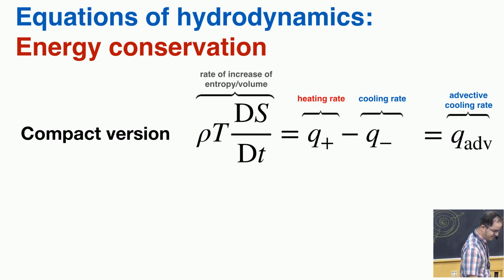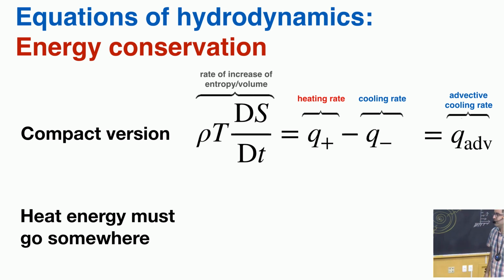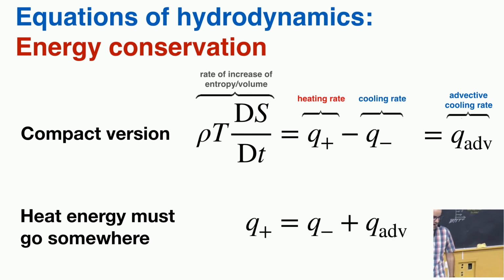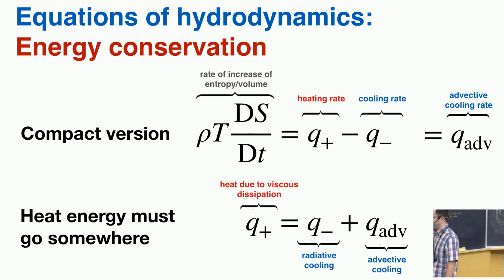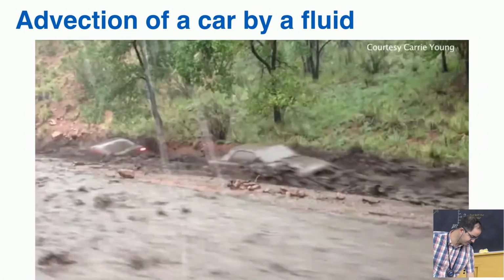The term Q_ADV. So Q is the cooling or heating rate. Okay, advection is a form of cooling. So heat energy must go somewhere. So you can write your energy equation in a very compact and conceptually simple form, where heating, Q plus, equates the cooling, Q minus. So Q minus is the radiative cooling and the advective cooling. So if you have a fixed fluid element, you can cool it by releasing radiation or by just removing the heat by advection and taking it out of a fixed volume element.